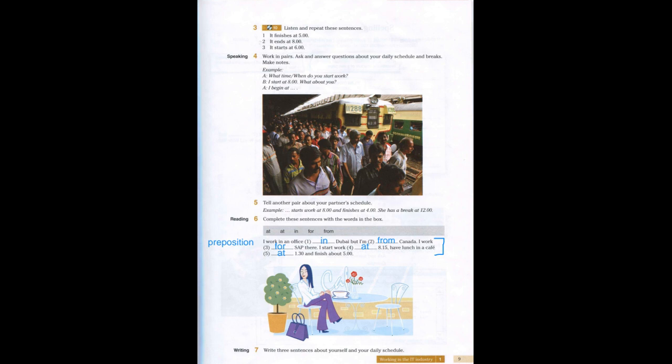So you say, I work in an office or in a school, for example, in Qasim, but I am from Riyadh. I work, for example, for Qasim Directorate of Education, for example. I start work at 7:30 and have lunch in a cafe at 1:30 and finish about 2 o'clock, for example. So follow this model paragraph and talk about yourself.